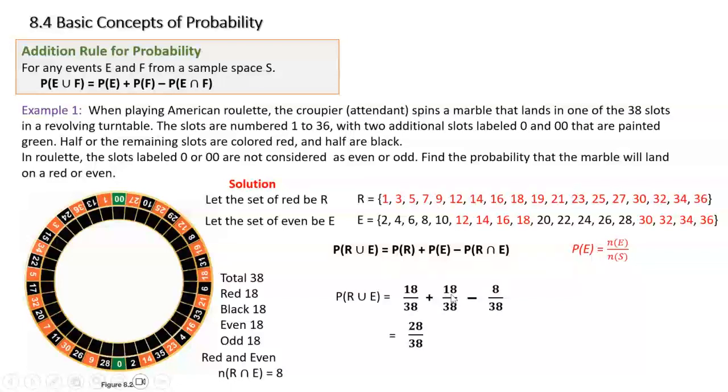So this is your solution, because 18 plus 18 is 36, minus 8 will give us 28. So this is your solution, guys, but all we do is simplify it. The answer is 14 over 19. I believe this example will help you, like I mentioned earlier, with the first few of the homework.